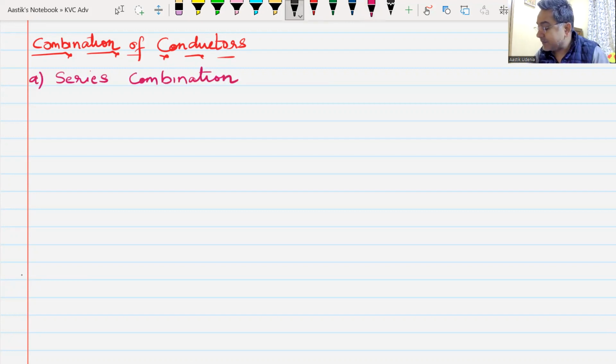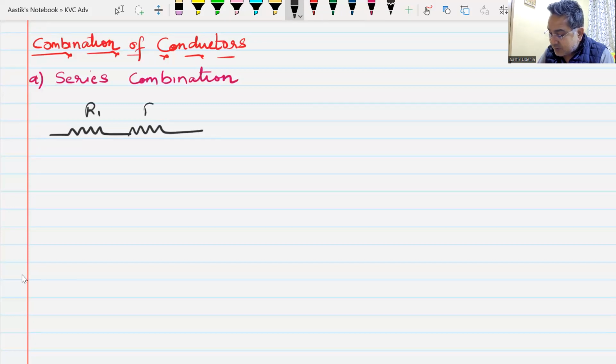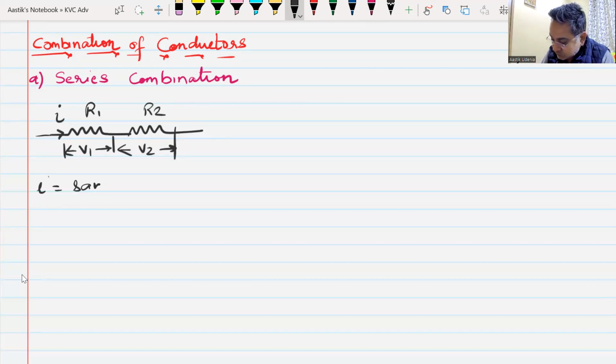Series combination. What happens in the series combination? If I talk about resistors, these are the two resistors R1 and R2. The current flowing through them would be the same, but the potential drops would be different. Do we understand this? Yes, sir. Current is the same, potential drops V1 and V2 are different.